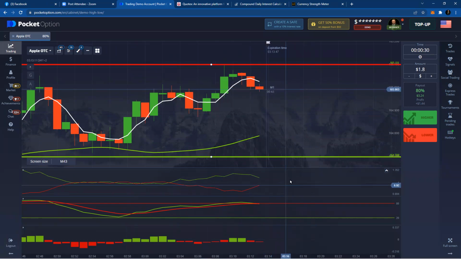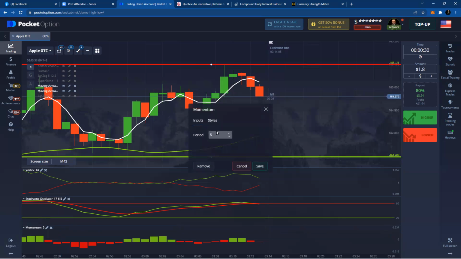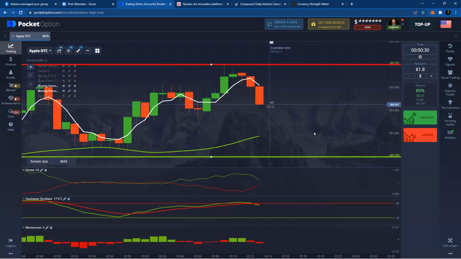Now, over here at the bottom, we have our indicators. We have the vortex, which we're going to leave stock. So we're not going to make any changes. We have the momentum, okay? It is factory set at 10. We're going to click on the pencil, and we're going to change the period to 10. And we're going to click save, okay?